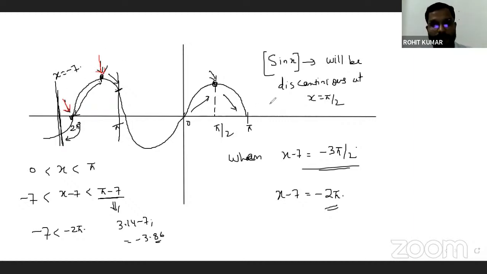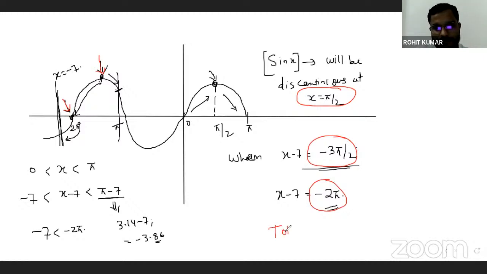Okay, so in total, we have 3 points of discontinuity.